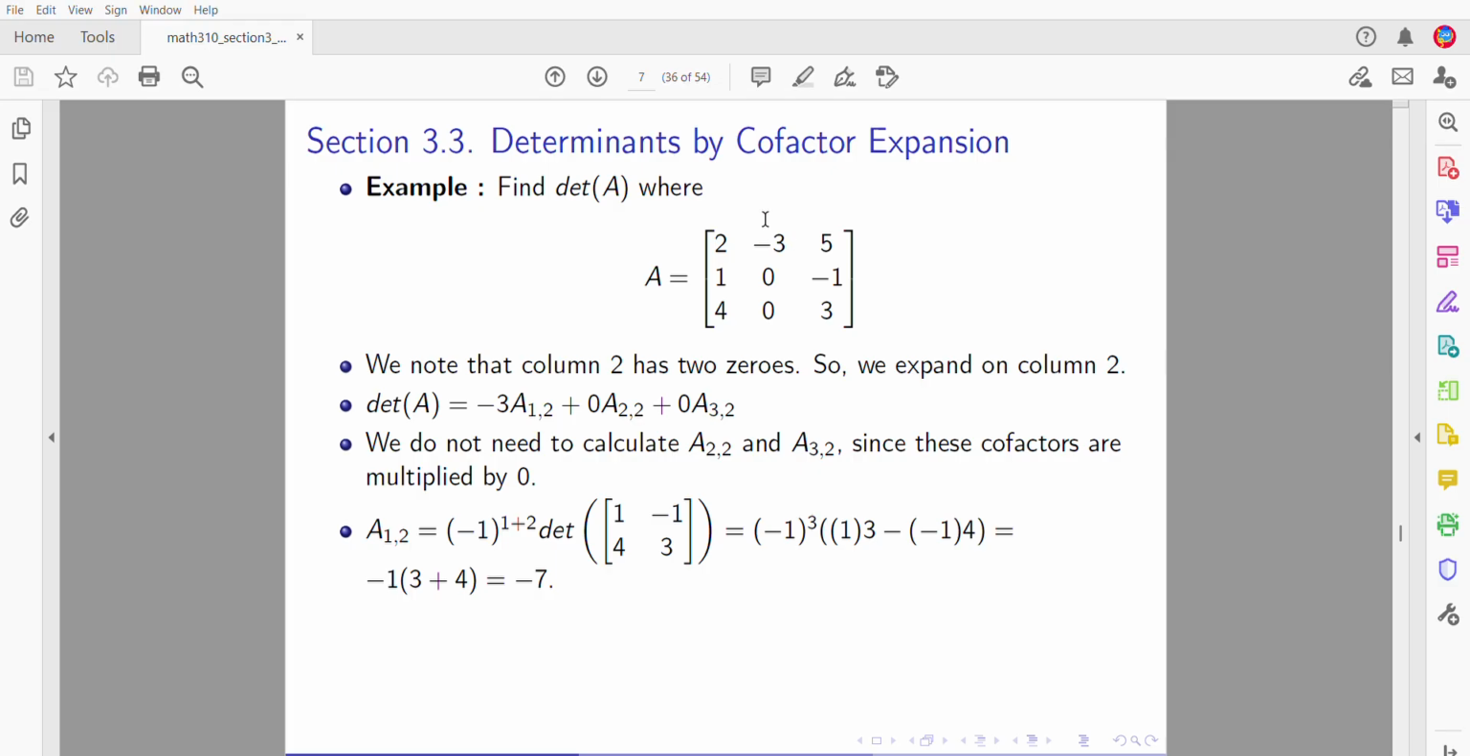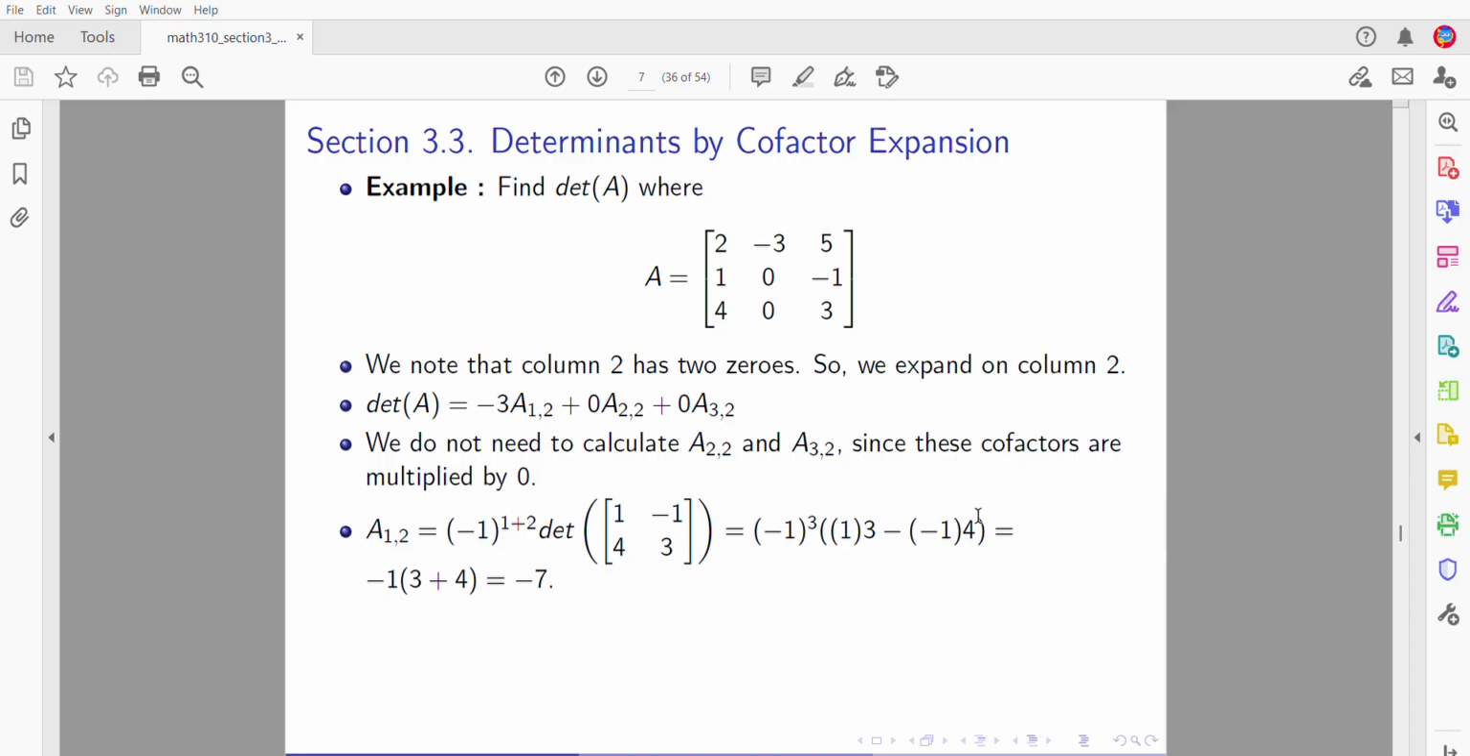Remove its row, remove its column. What is left? 1, -1, 4, 3. Find its determinant, that is its minor, times -1 to the power 1 plus 2. What are 1 plus 2? The indices that you are looking at. So -1 to the power 1 plus 2, that's -1 to the power 3. Determinant of this guy, 1 times 3 minus -1 times 4.